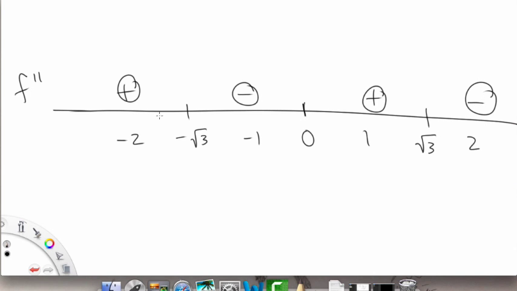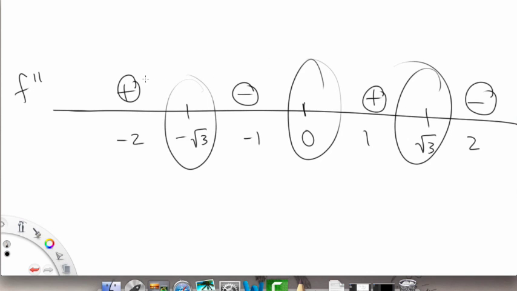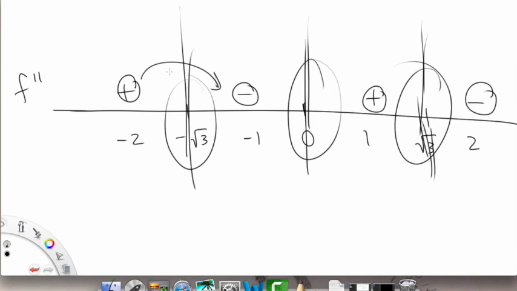Okay, so first of all, points of inflection. Where does the second derivative change signs? So this is a critical point here, this is a critical point, and this is a critical point. So we see it changes from positive to negative here. I'll draw lines at our critical points so we can divide up those intervals. So it switched from positive to negative, so that means that this is a point of inflection. That's good. The second derivative changed signs.